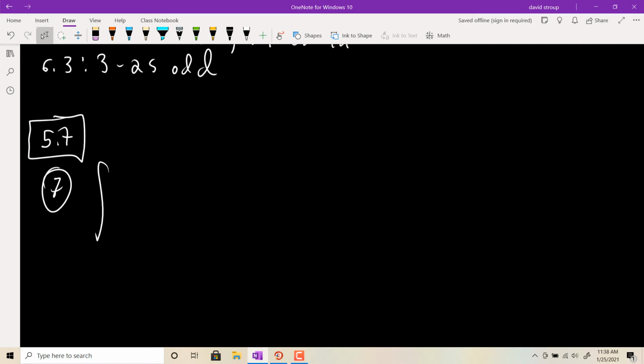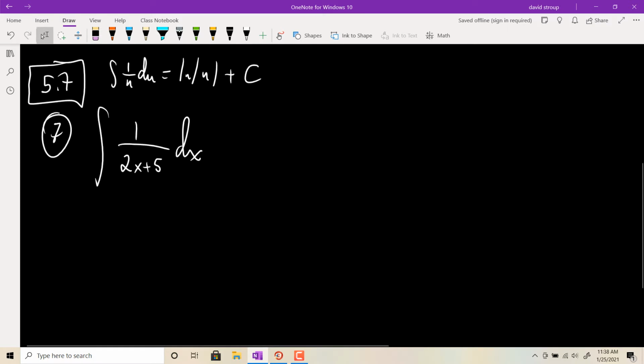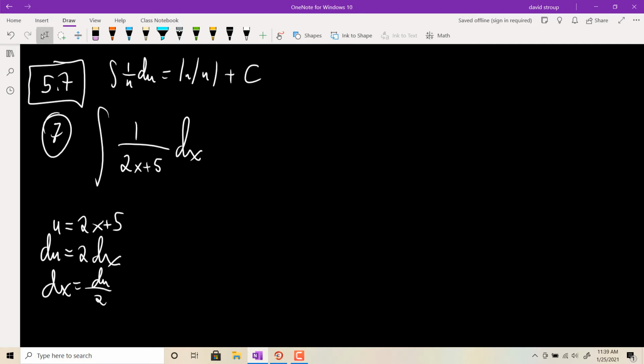So for 5.7, you have to have memorized our natural log formula, which is this. Okay, so something like number 7, the integral of 1 all over 2x plus 5 dx. This requires a u sub, and there's going to be a factor of 1/2. If you could do it without a u sub, that's great. But if not, you're going to have to go through the u sub. du is 2 dx, and then dx is du over 2.